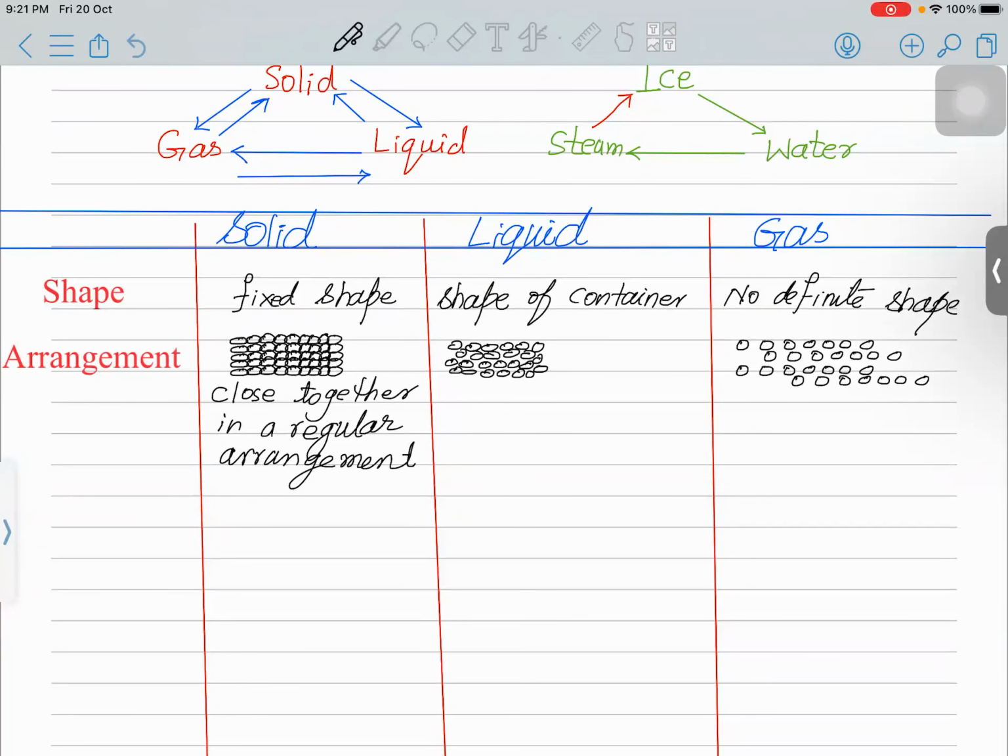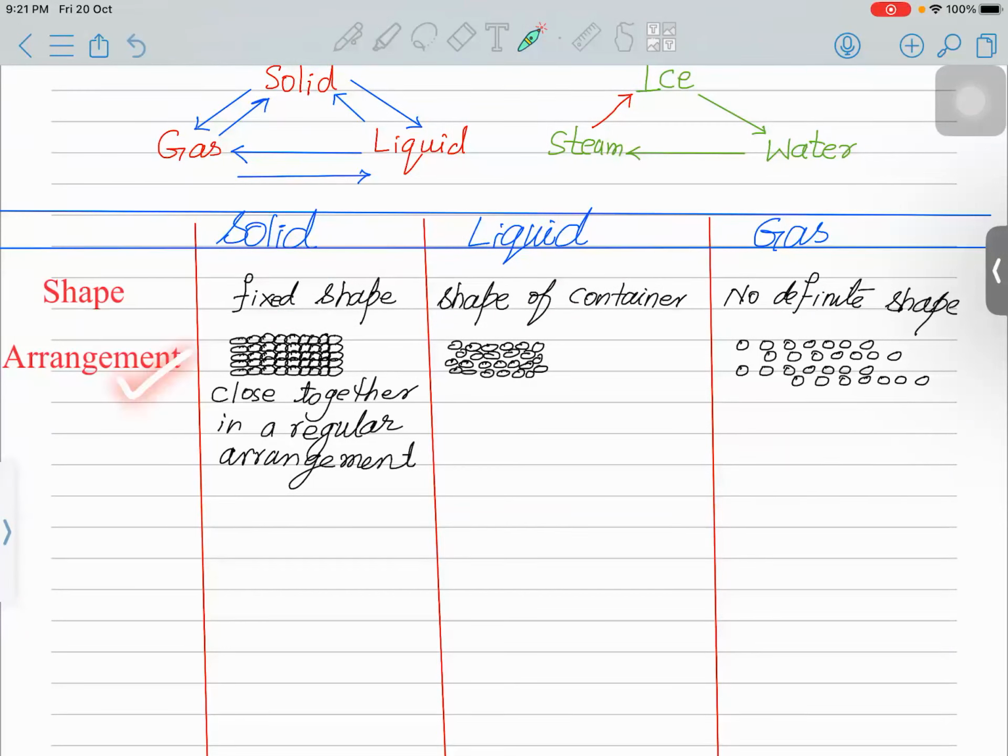Now compare solid, liquid, and gas. Shape. Solid has fixed shape. Liquid adopts the shape of the container. Gases do not have a particular shape.